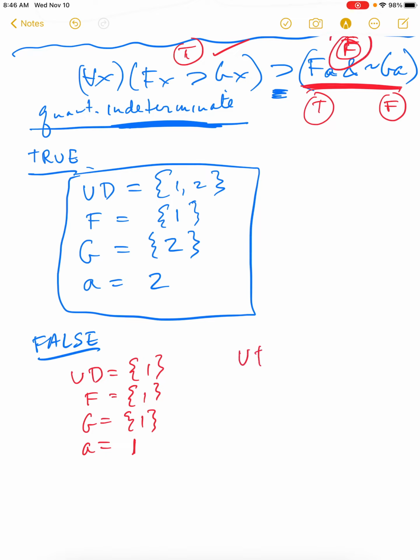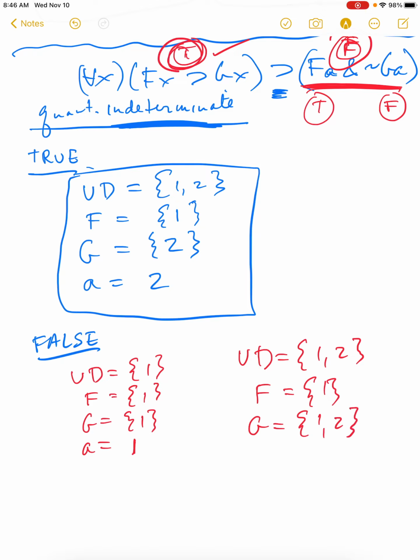Or, we could have put 2 things into the universe of discourse, and into F we'll put 1, into G we'll put both 1 and 2, so that's true, right?